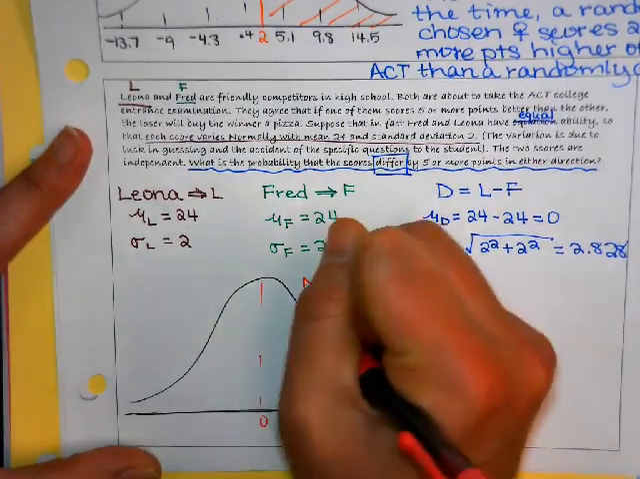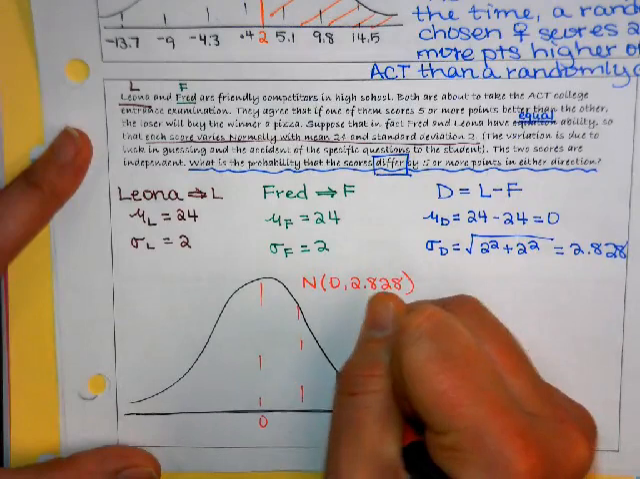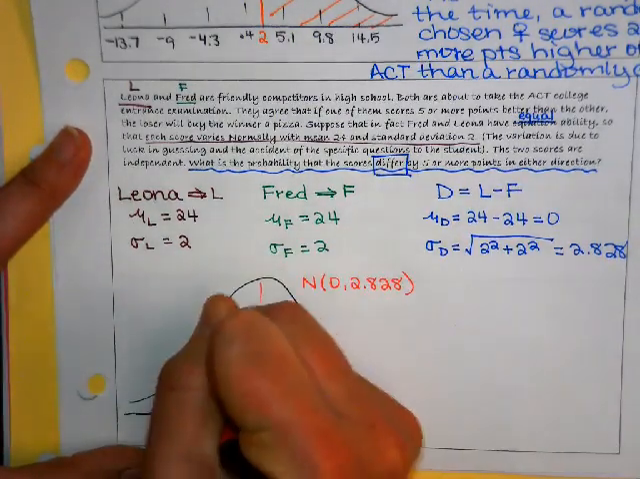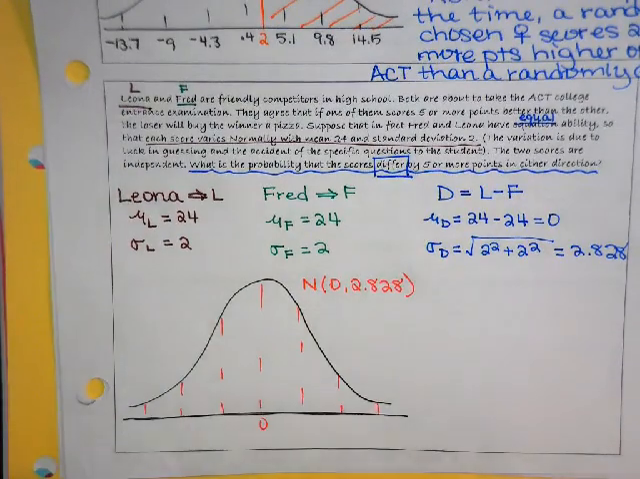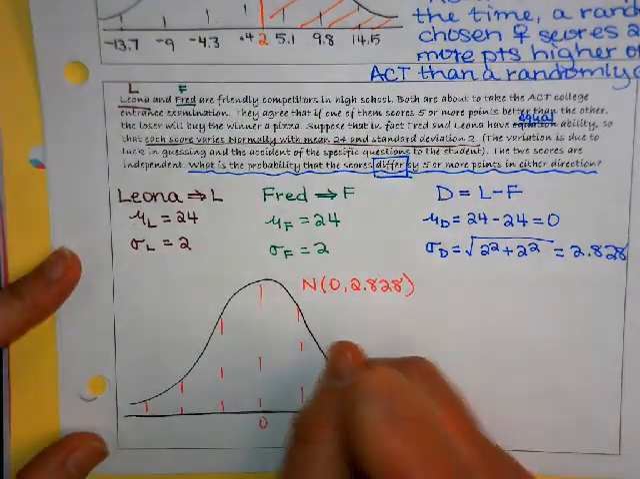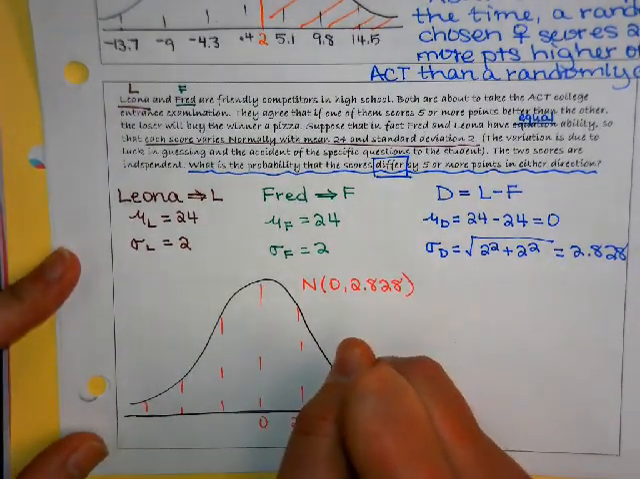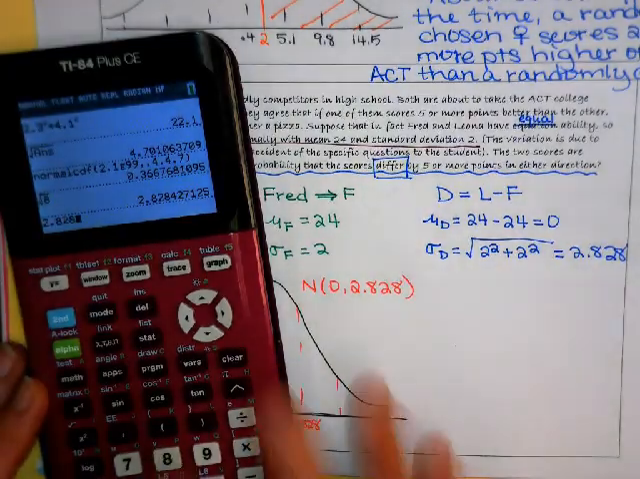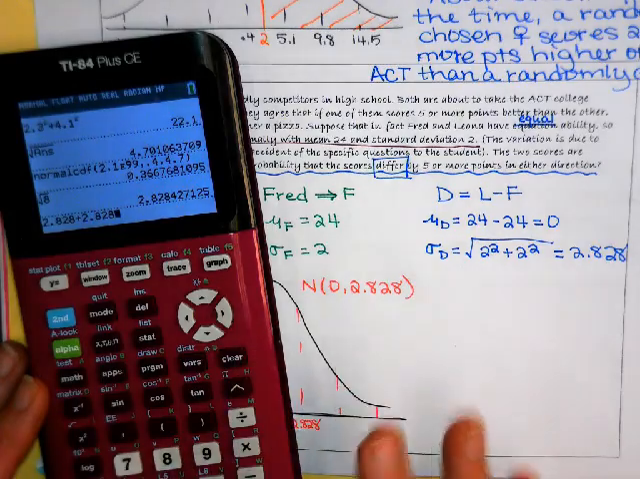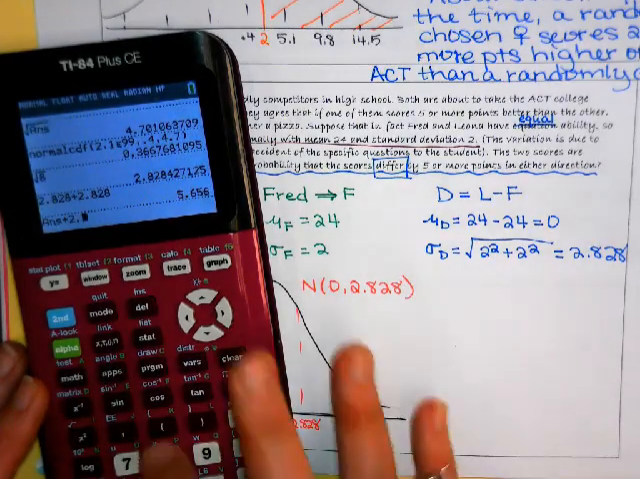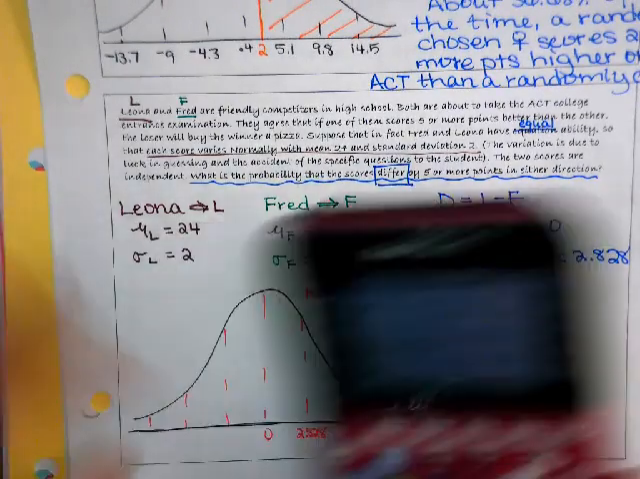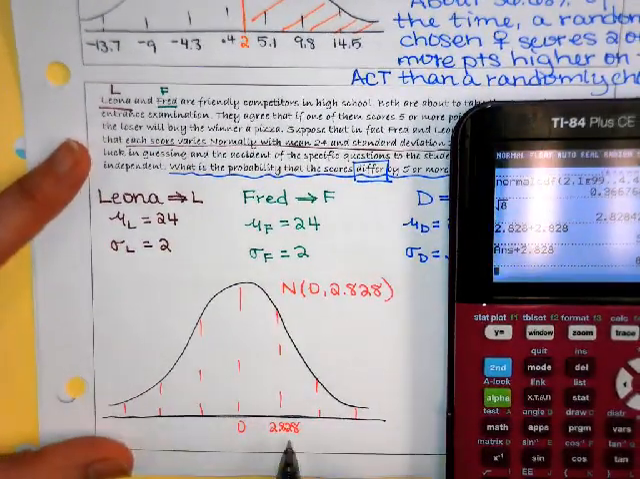Don't we have to consider that you can get an ACT score of like 32? No. So 2.828, this is 5.656, and then 8.484. And then it should be the same, just negative on the other side.